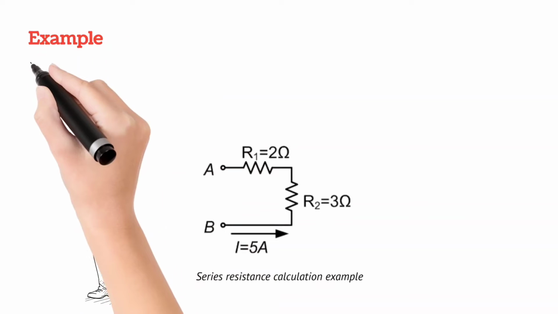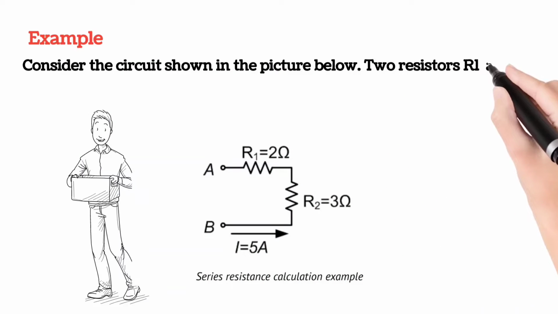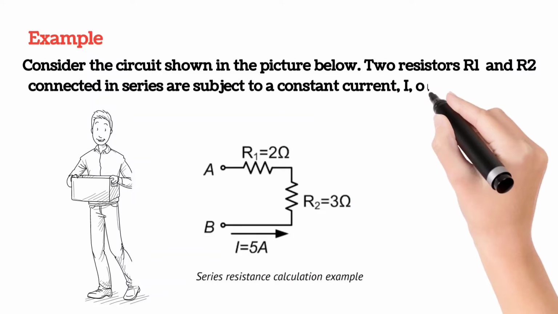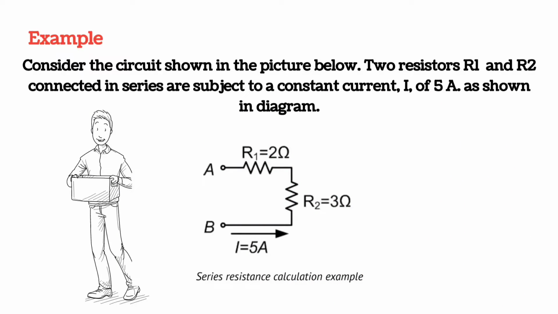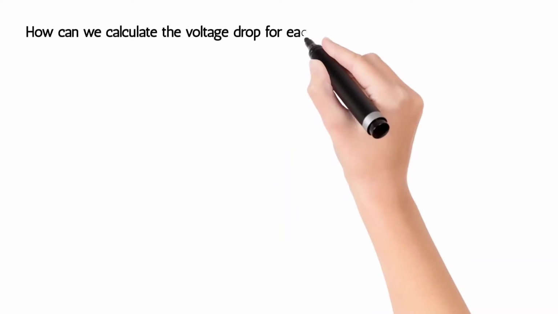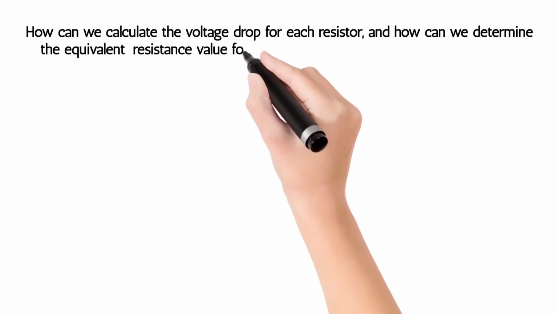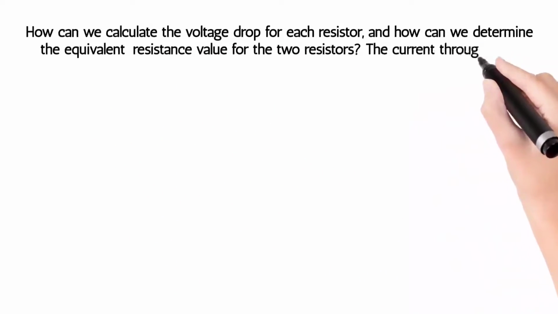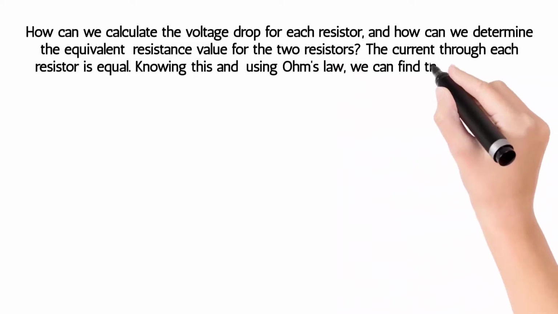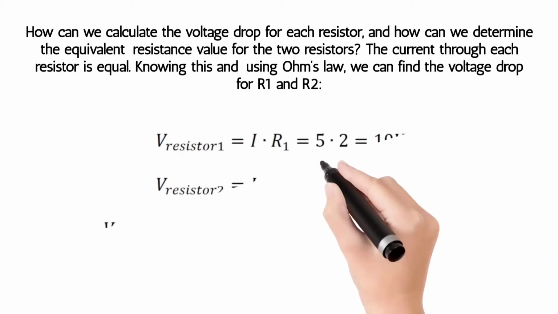Example. Consider the circuit shown in the picture below. Two resistors R1 and R2 connected in series are subject to a constant current I of 5A, as shown in the diagram. How can we calculate the voltage drop for each resistor, and how can we determine the equivalent resistance value for the two resistors? The current through each resistor is equal. Knowing this and using Ohm's law, we can find the voltage drop for R1 and R2.